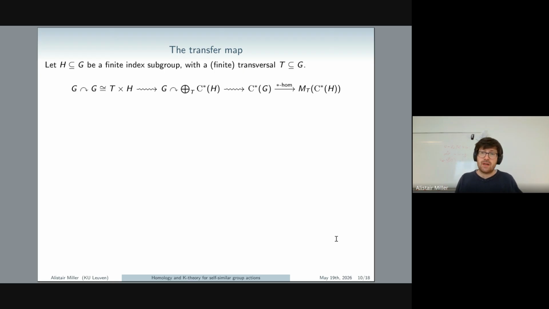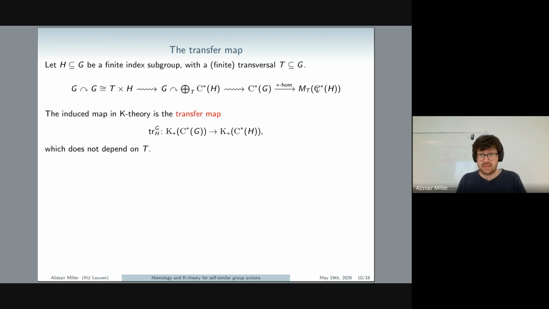So suppose I have this finite index subgroup. It has a finite transversal T. So my whole group G just looks like the product of T and H. So I act by left multiplication on G. This gives me an action on the T-fold direct sum of C star of H. This gives me a star homomorphism into the T by T matrices, like this. So we have, this is the big group C star algebra, this is the small group C star algebra, and this gives me a map in K-theory, like this. And it doesn't depend on the transversal we picked, and this is what we call the transfer map.